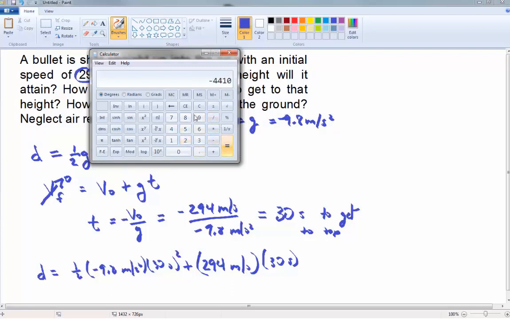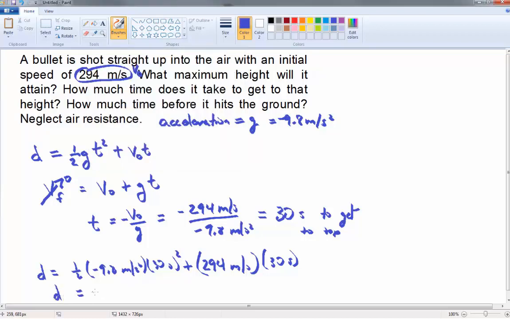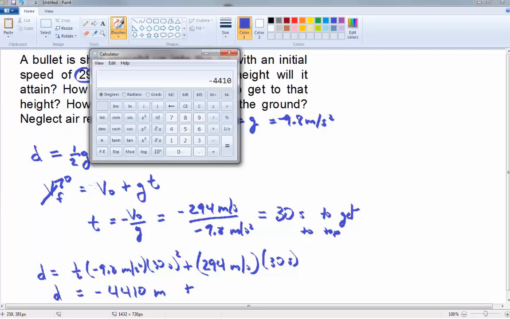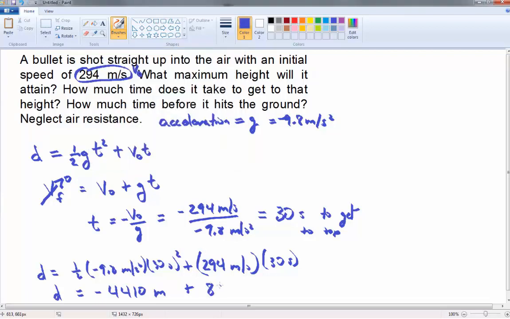So for this first part, we'd have d is equal to negative 4,410 meters, and then to that we're going to add, in parentheses, 30 times 294. So that's 8,820, and when you add them you get 4,410 meters. That's how high up this thing is going to go.